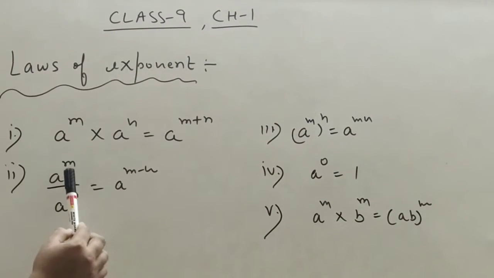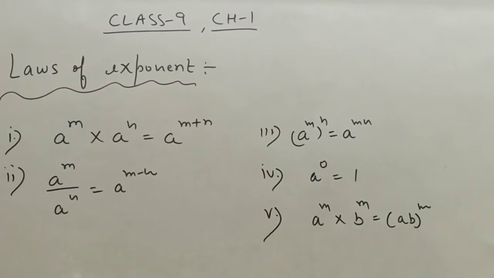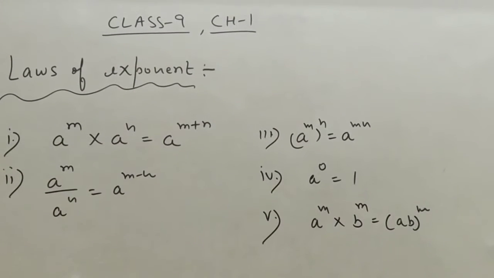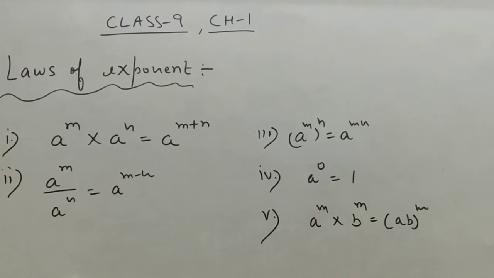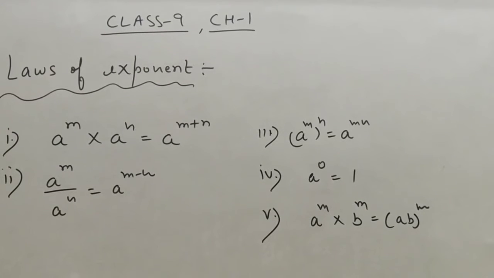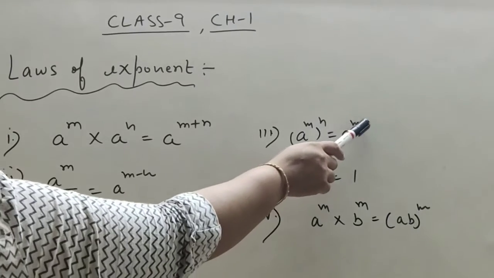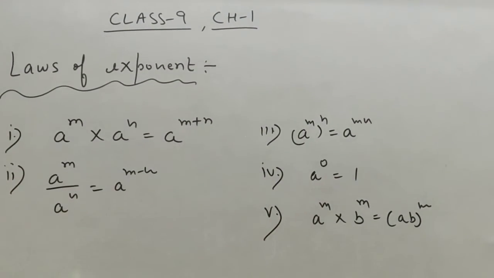Or if the second case is that the numbers are in the division form but the base is the same, then we can subtract the powers. And the third one is when one number has a power and that also has a power, then we have to multiply the powers, a to the power m and n. Here m and n are powers, so they should be multiplied. If the power of any number is 0, then it should be 1.